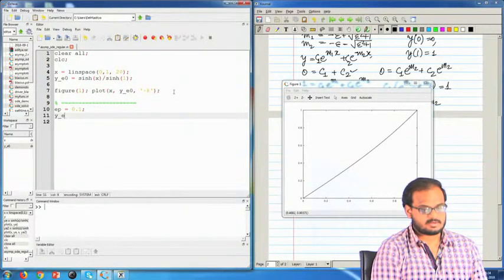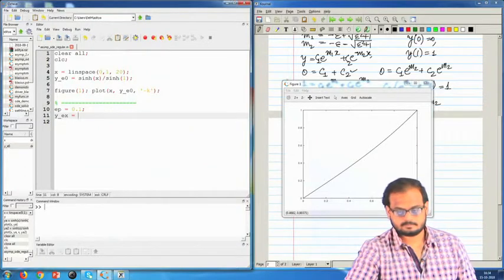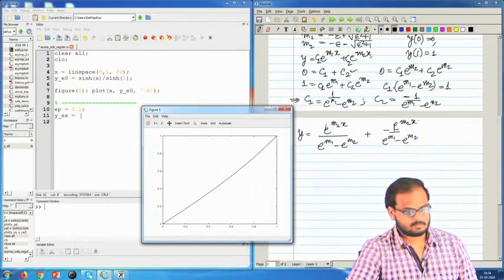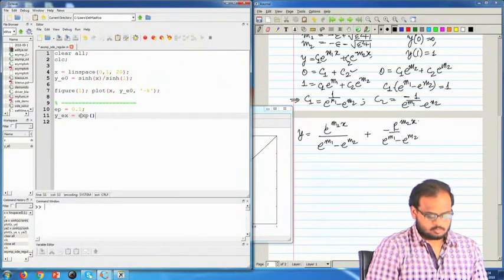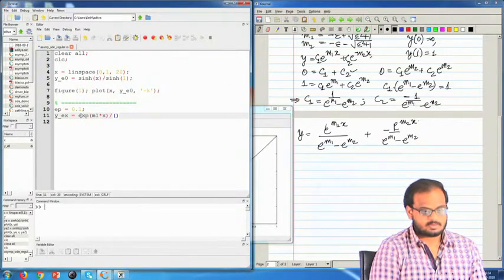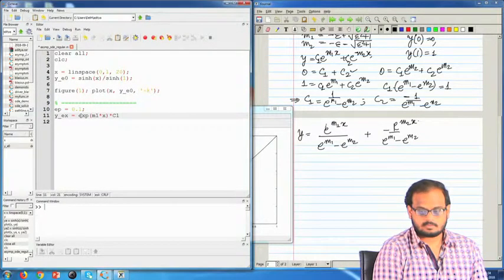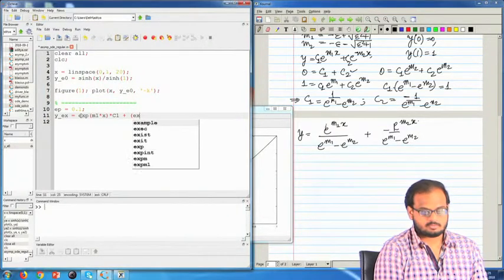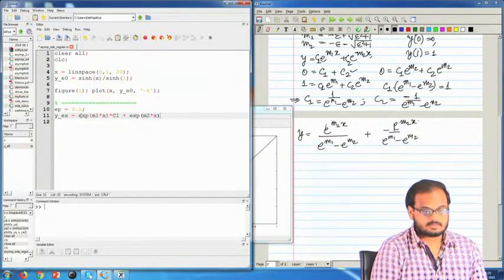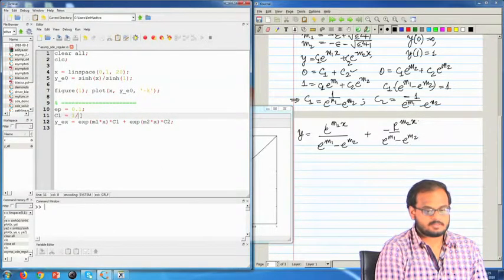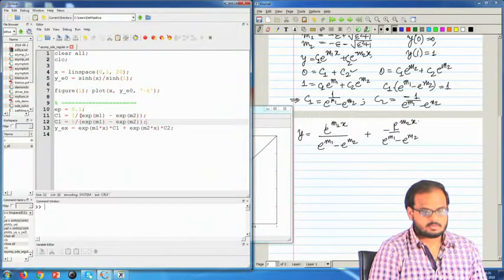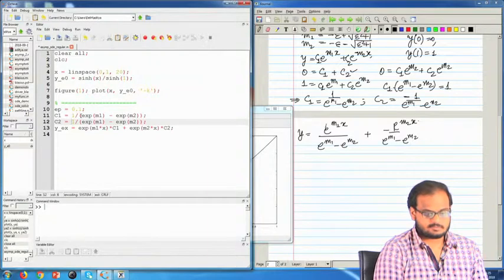So y exact is equal to e raised to m1 x times c1 plus e raised to m2 x times c2, where c1 is equal to 1 by e raised to m1 minus e raised to m2, and similarly c2 is equal to minus c1.